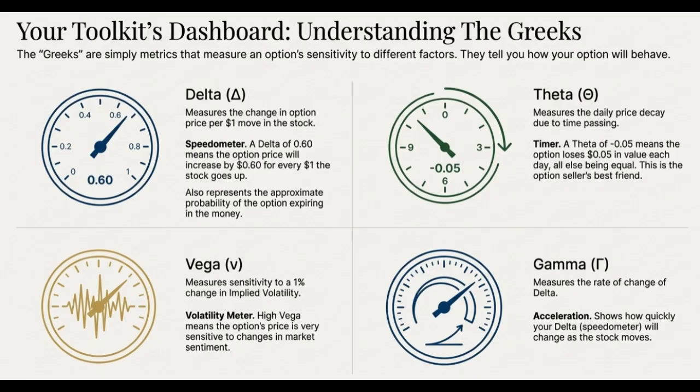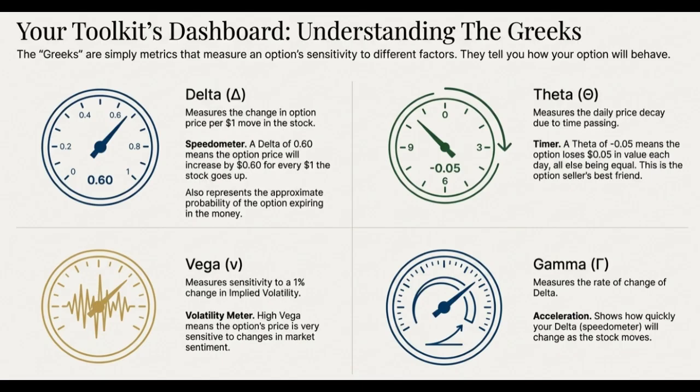This measures your daily price decay due to the time passing. A negative theta means your option loses value every single day. This is the option seller's best friend. Vega is the volatility meter. It measures how sensitive the option price is to changes in the market expectation of movement. And gamma is the acceleration. This shows how quickly your delta will change as the stock moves.